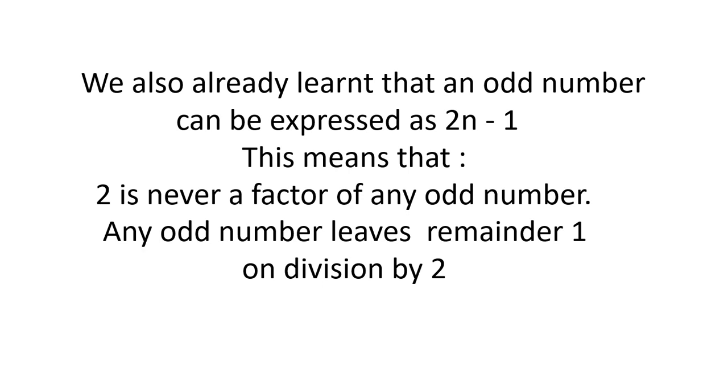We also learned in the video on natural numbers and whole numbers that an odd number can be expressed as 2n minus 1. This means that 2 is never a factor of any odd number, and any odd number leaves remainder 1 on division by 2.